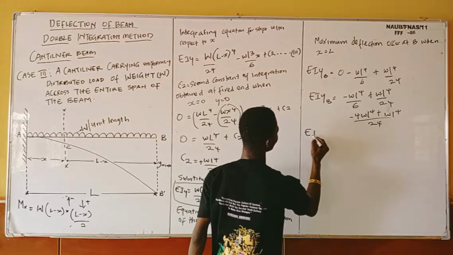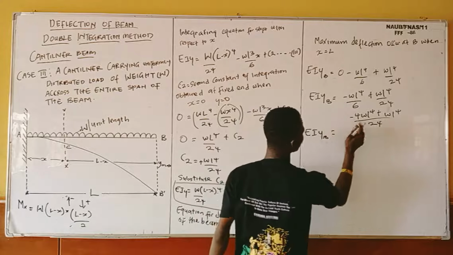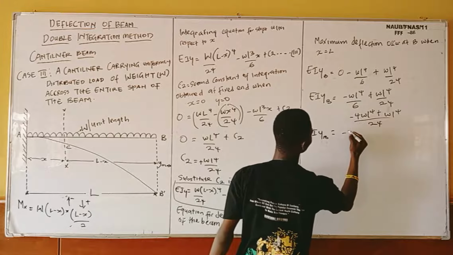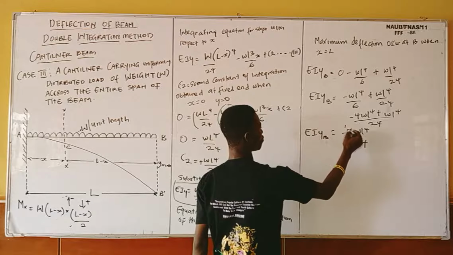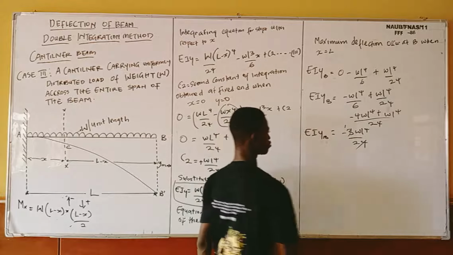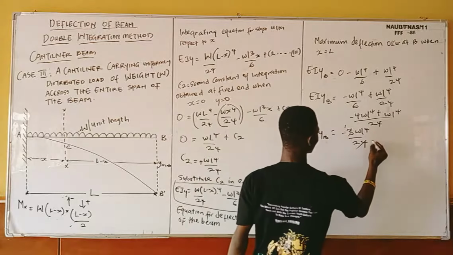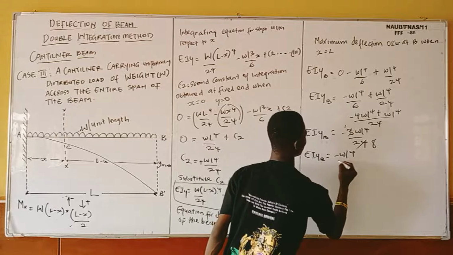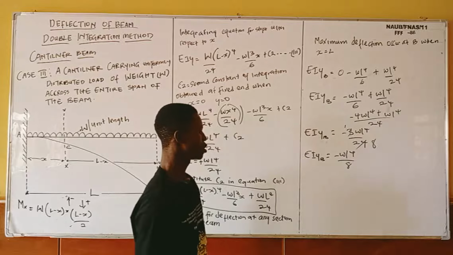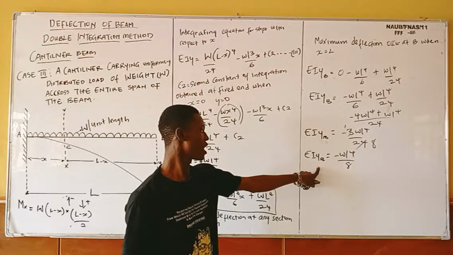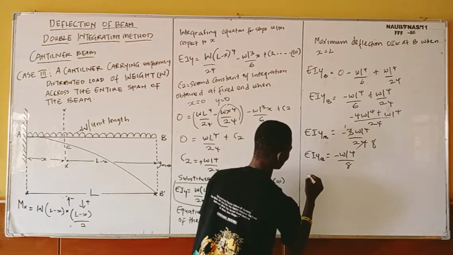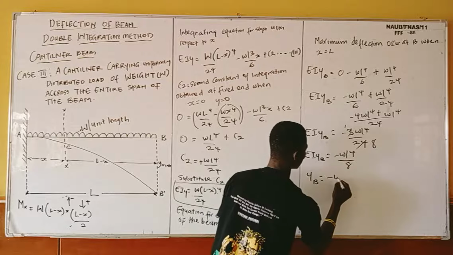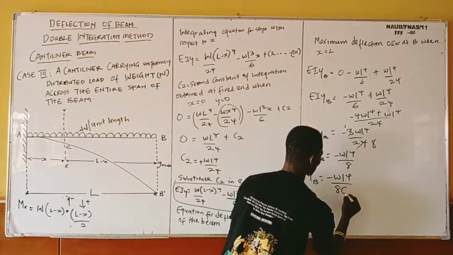So now I'm going to have EI YB equals, by removing this one from this one, minus 3WL^4 over 24. You understand now? 3 in 24 is 8. So now I'm going to have EI YB equals minus WL^4 over 8. But the maximum deflection is YB, so for me to get my YB, I divide both sides by EI. So YB is going to be minus WL^4 over 8EI.